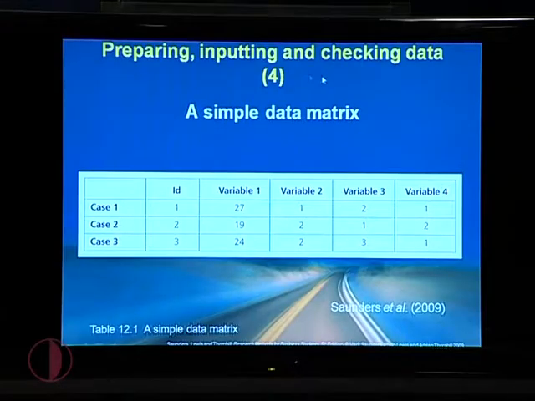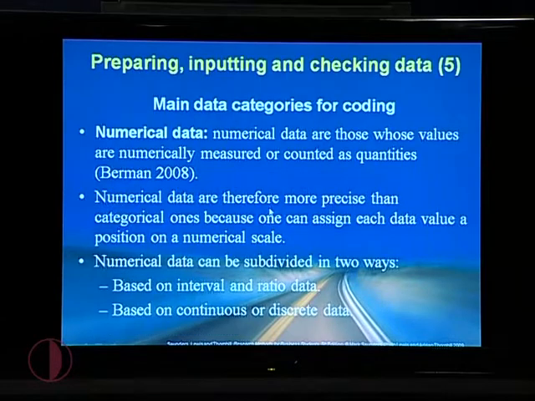So preparing to input and check your data, a simple data matrix has the case, the participant 1, 2, 3, whatever, and we give each an ID from 1 to the end of the number of the sample representing the population, and the answer for each variable, continuous, 27, 24, whatever, 1, 2, 3, for each variable in order to prepare for analyzing.